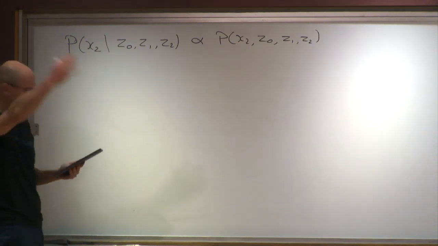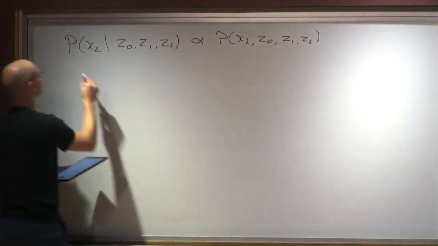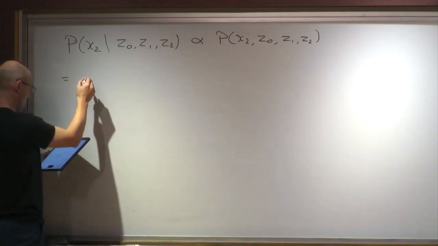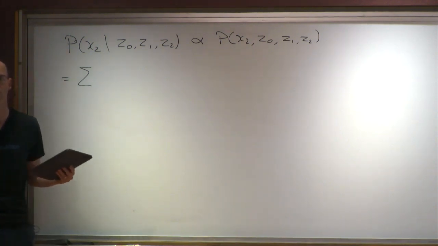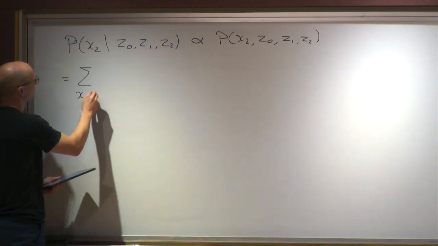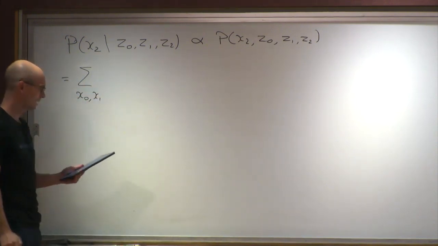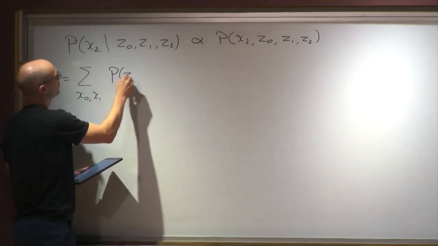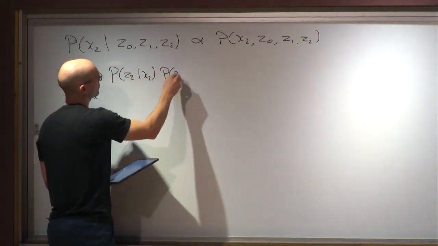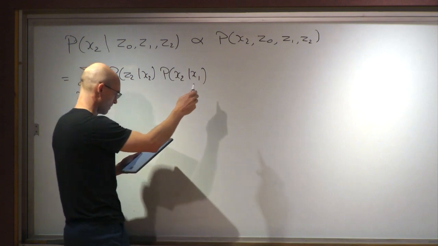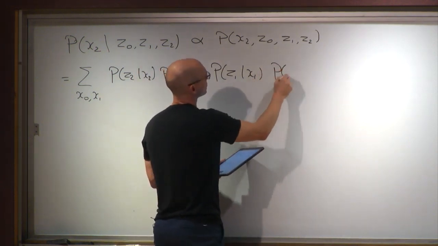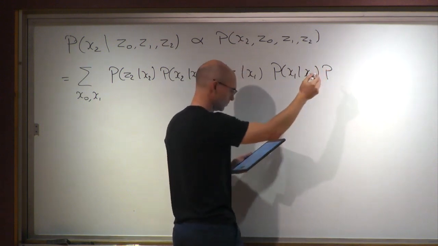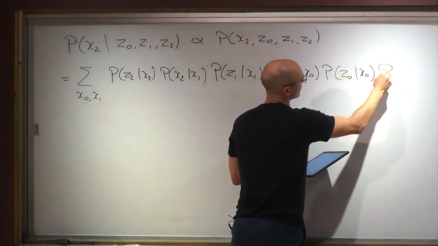Now, the model we have is this HMM-like model. So how do we write out this thing over here? It's equal to the sum over variables we have ignored, because we have a chain in how the probability distribution is set up. We left out x0 and x1, but as we write out the joint distribution, they'll appear in it. So we'll sum out over x0 and x1. And then we can write out the full chain rule for this HMM. There is z2 given x2. Before that, there was x2 given x1. Then, right before that, z1 given x1. And then before that, x1 given x0. And before that, z0 given x0, and then the distribution for x0.